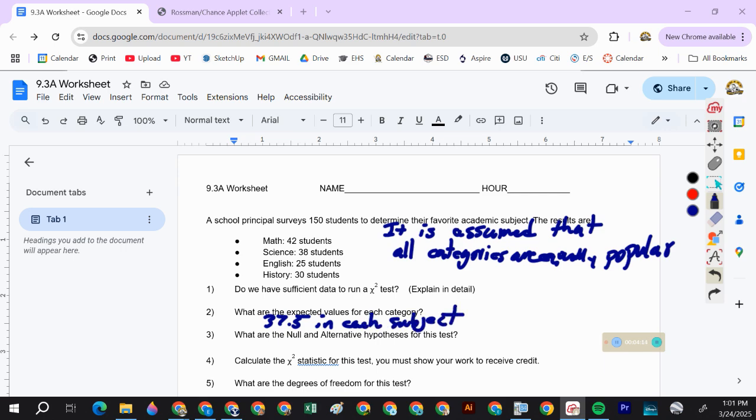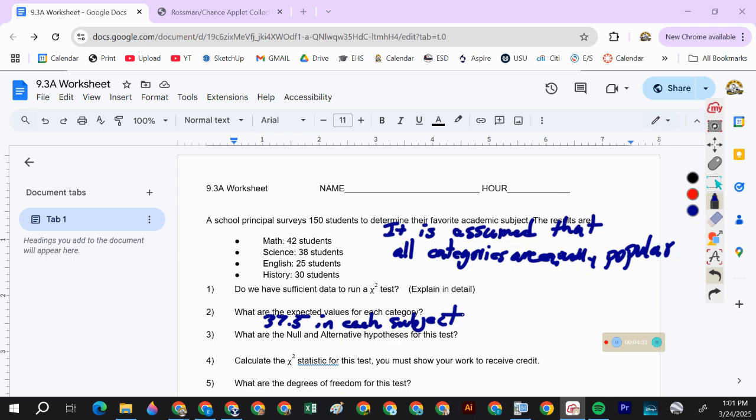Now that's not always going to be true. When we do our Skittles, are we going to assume that there are just as many reds as there are oranges? And the answer is no. They're not the same. Okay, so what are the null and alternative hypotheses for this test?